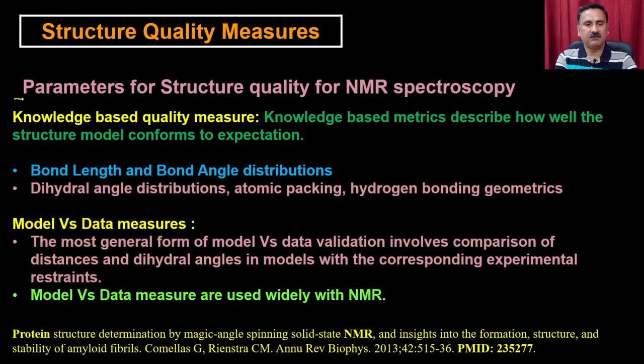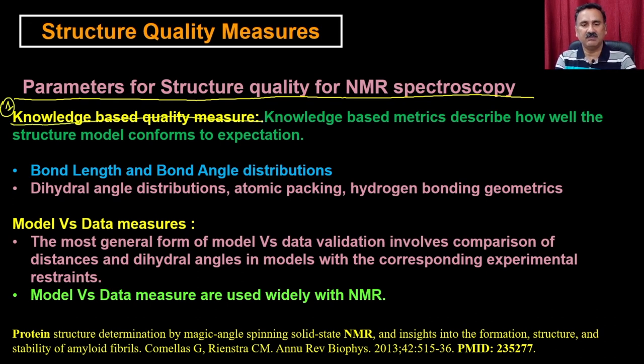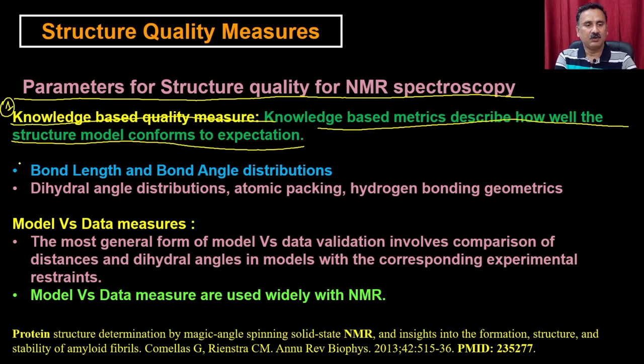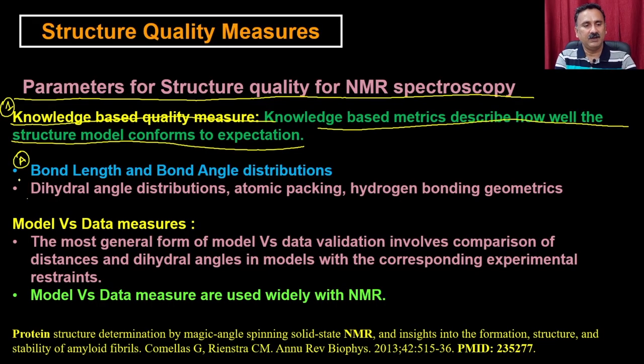Now the parameters for structure quality for NMR spectroscopy. The first parameter is called the knowledge-based quality measure. Knowledge-based metrics describe how well the structure model conforms to expectations. It means you are going to look at the bond length and the bond angle. You remember the Ramachandran plot, right? That is very important to satisfy for the structure you have solved by NMR spectroscopy. Then you also have the dihedral angle distributions, atomic packing, and the hydrogen bonding metrics. That is also very important.